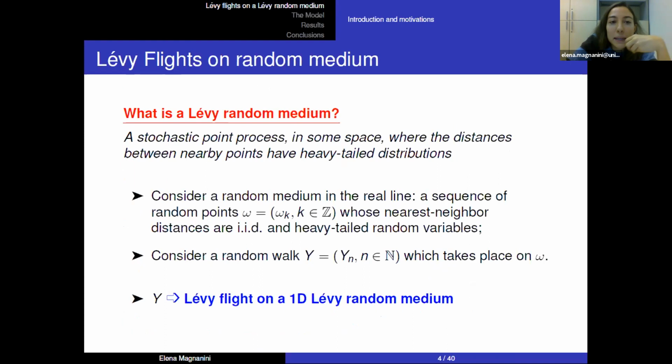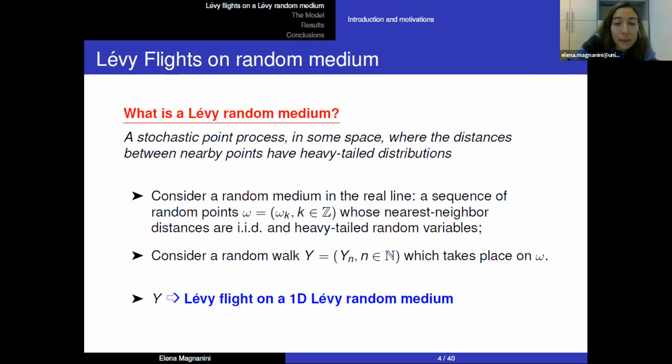So what do we mean by Levy random medium? We mean a stochastic point process in some space where the distances between nearby points have heavy-tailed distributions. For example, we can consider a random medium on the real line. We locate a sequence of random points, omega k, whose nearest neighbor distances are IID and heavy-tailed random variables. When you say heavy-tailed, you mean infinite variance, right? Yes, right. Excuse me. Okay. Then we can consider a random walk Y which takes place on this environment omega. This is what we call Levy flight on a one-dimensional Levy random medium.